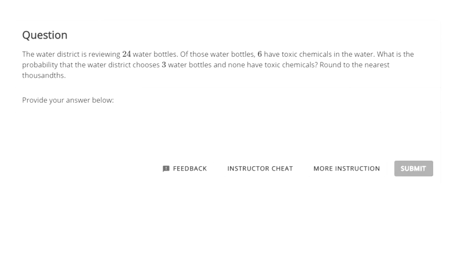The water district is reviewing 24 water bottles. Of those water bottles, 6 have toxic chemicals in the water. Man, that sounds like a lot. What is the probability that the water district chooses 3 water bottles and none have toxic chemicals?